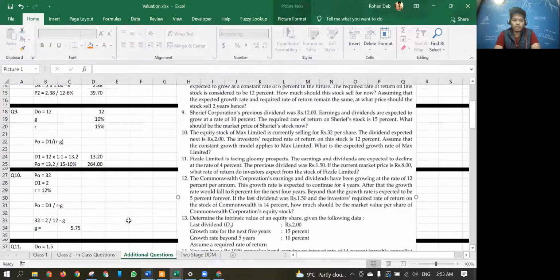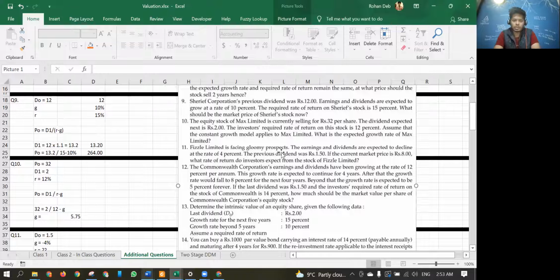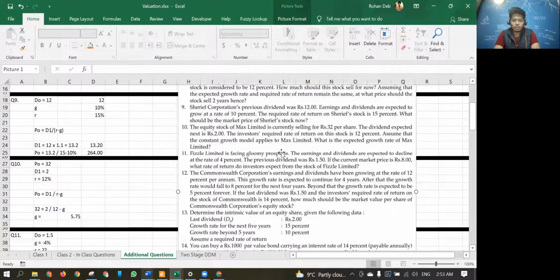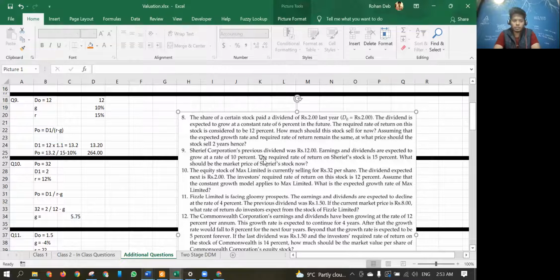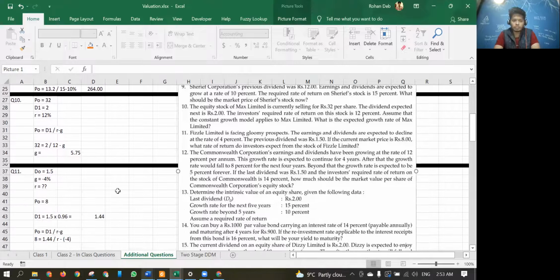Okay, now moving to question number 10. This is also very similar, so I don't think there's any need to solve the question. You can take a screenshot of question number 10, or I'll give you the Excel sheet anyway, so if you want to use that, that's okay.